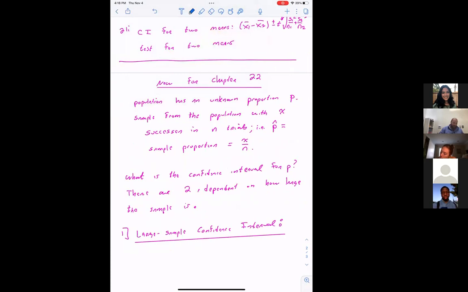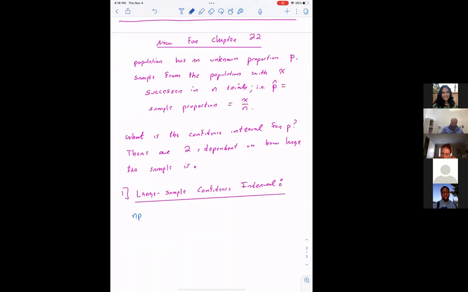To do the large sample confidence interval, n p hat and n times 1 minus p hat must both be greater than or equal to 10. The n p hat is just the number of successes, and n times 1 minus p hat is the number of failures. Both must be greater than or equal to 10.